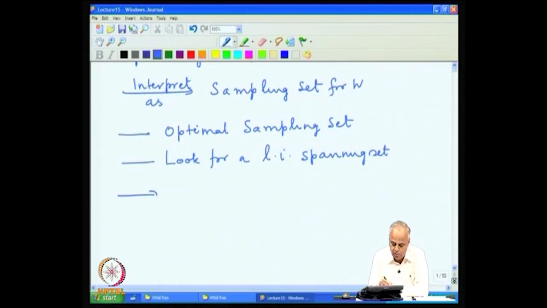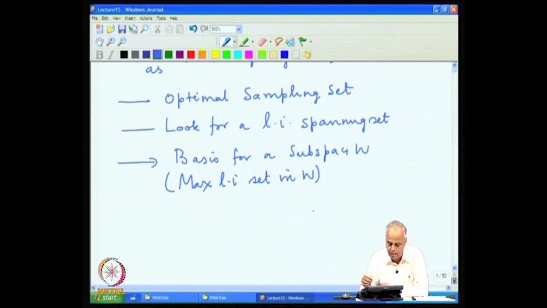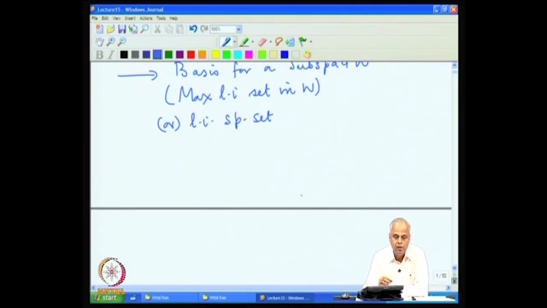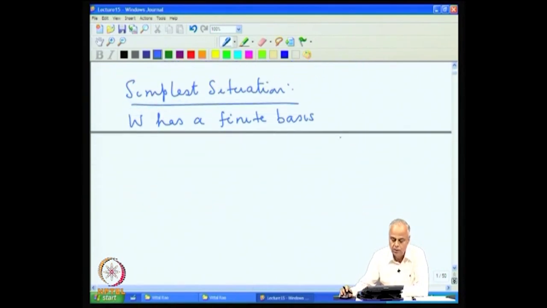This led us to the notion of a basis for a subspace as a maximal linearly independent set in W. We also look at it as a linearly independent spanning set. Both were equivalent. A basis is either a maximal linearly independent set, or a linearly independent set which spans the space. Now, from the point of view of sampling, the simplest situation is when W has a finite basis, so that our sampling set is a finite sampling set. So, this led us to the notion of a finite dimensional space.